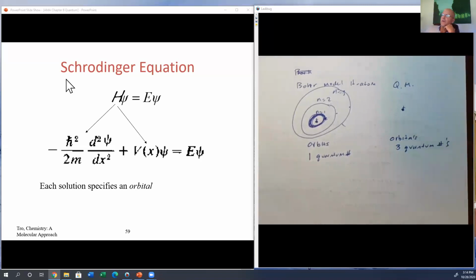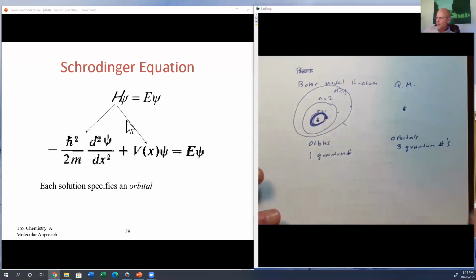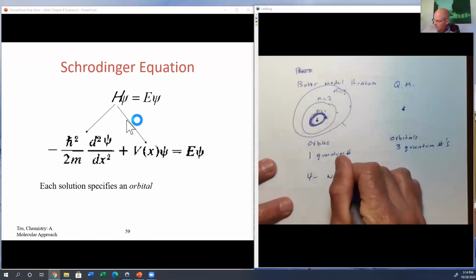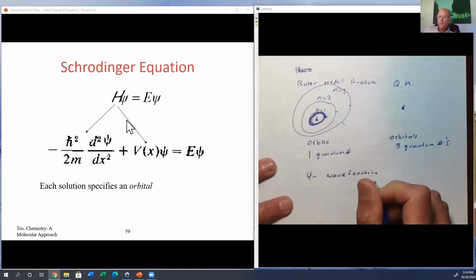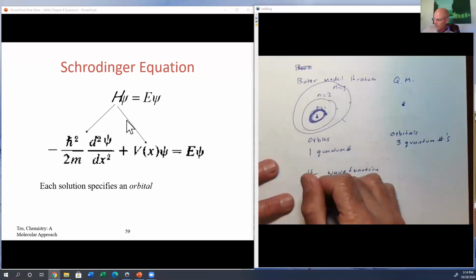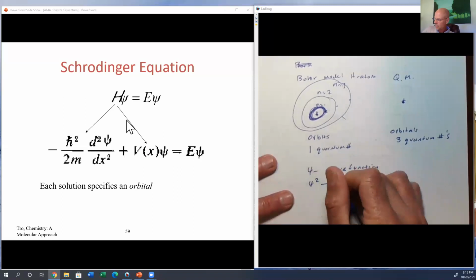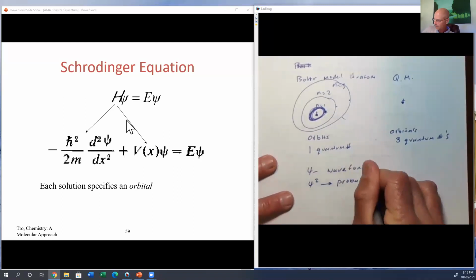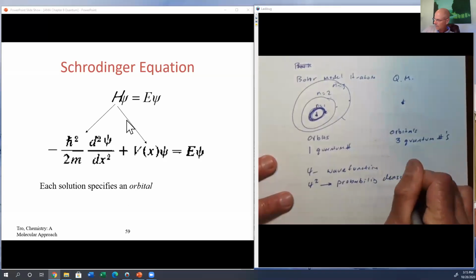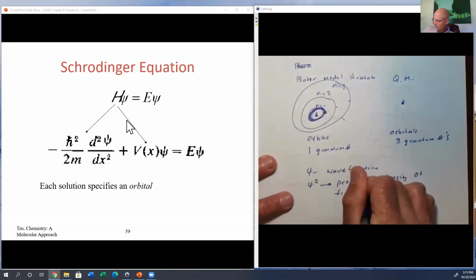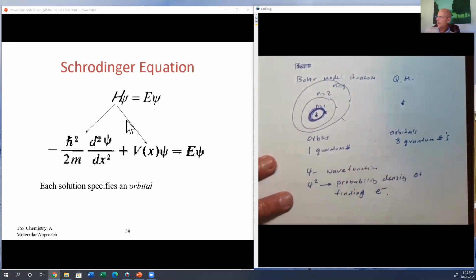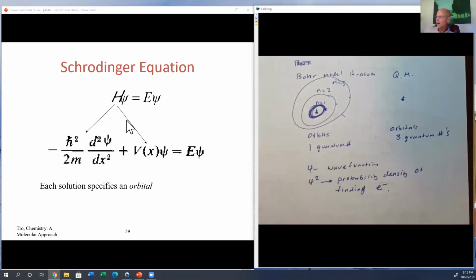You get these orbitals from solving a famous equation called the Schrodinger equation. For those of you that have had differential equations, it is just a differential equation that, when you solve it, gives you something called the wave function. The wave function itself doesn't have a lot of physical meaning, but the wave function squared is proportional to the probability density of finding the electron. I'll explain that more in a little bit.